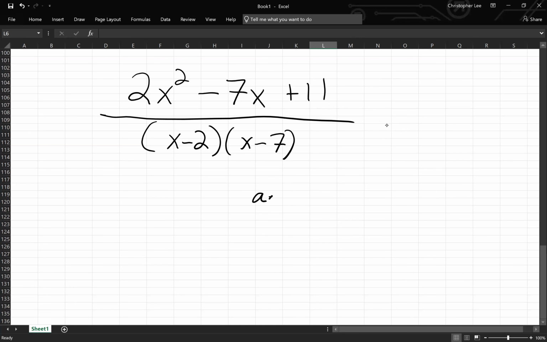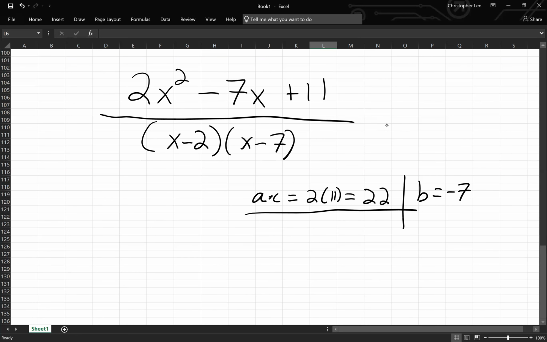So A times C is equal to 2 times 11, which is equal to what, 22? And then my B is equal to -7. So now I want two numbers that when I multiply them together will give me 22, but when I add them together, or in this case, subtract them, will give me -7. What are they?